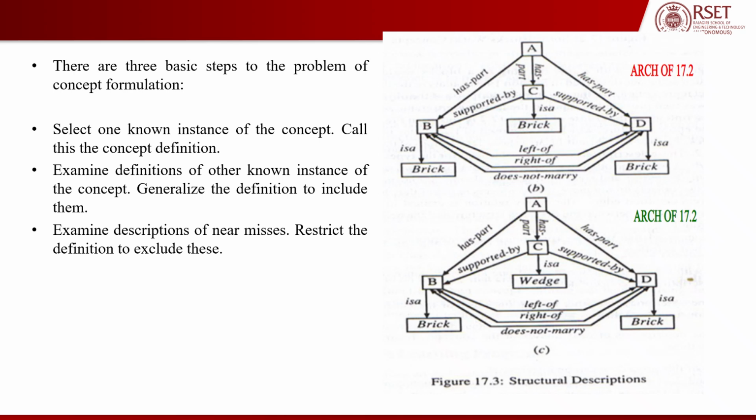So in this, we can see all the links which we discussed in the previous slide. That is left of, right of, supported by, has part, does not marry, is a. All these are semantic representations.